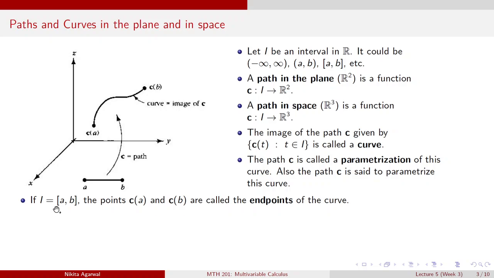If I is equal to the closed interval [a, b], then the images under C of the endpoints a and b are called the endpoints of the curve. In this particular picture, the endpoints that you see in bold are the endpoints of this curve.